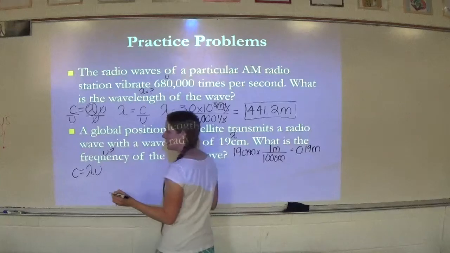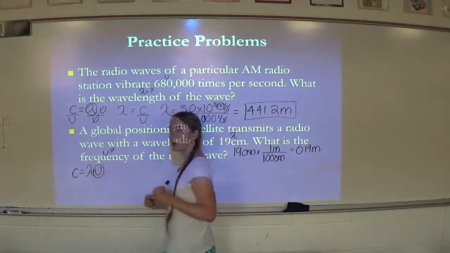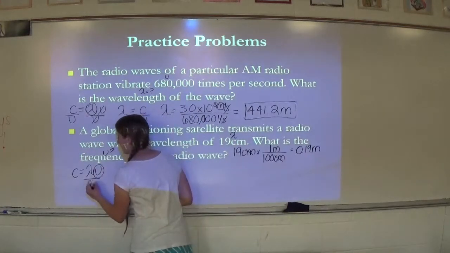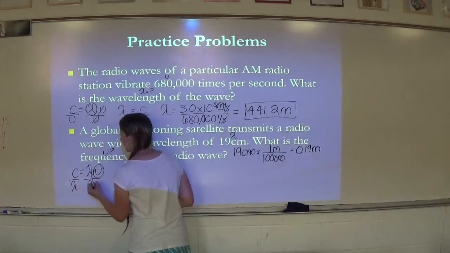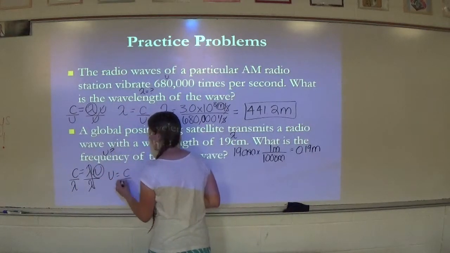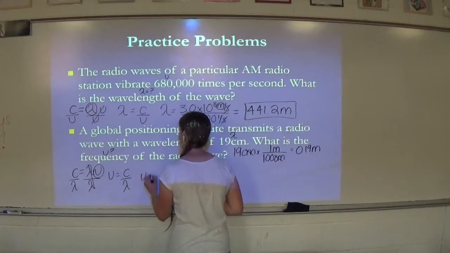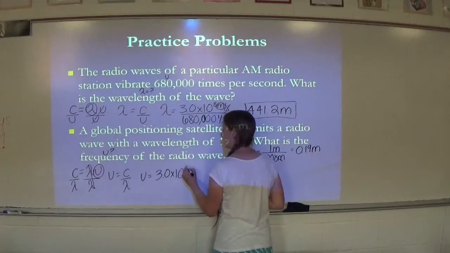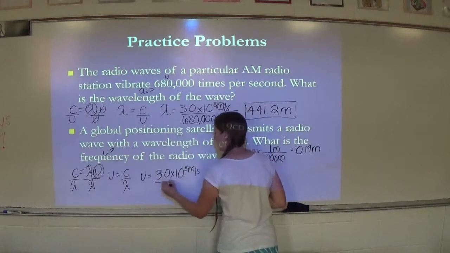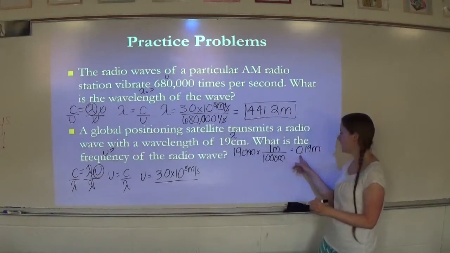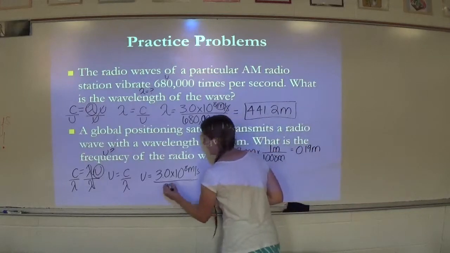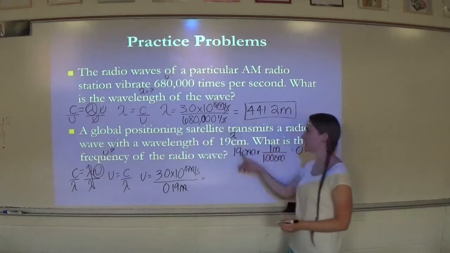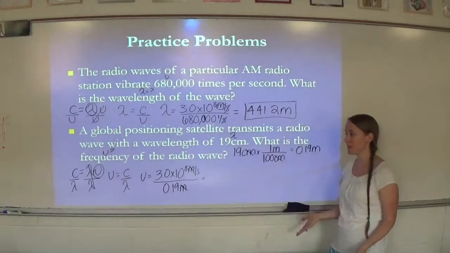So C equals lambda nu, we're solving for nu, so how do I get lambda on the other side? We'll do the opposite. Right now we're multiplying, so I'm going to divide both sides by lambda. So nu is C over lambda, and now just plug in. So my C is 3.0 times 10 to the 8 meters per second. And my lambda, we decided, was 0.19 meters. And so if you look, those meters cancel. See, a centimeter and a meter won't cancel. That's why we had to change it.